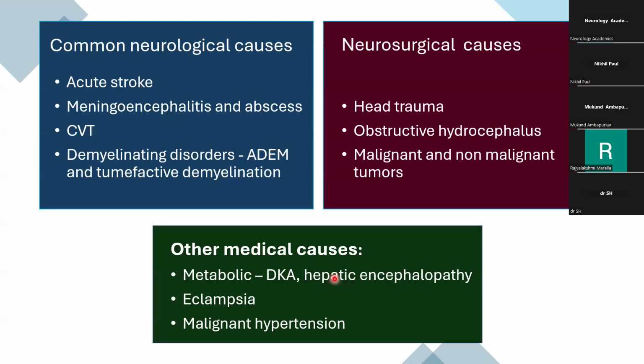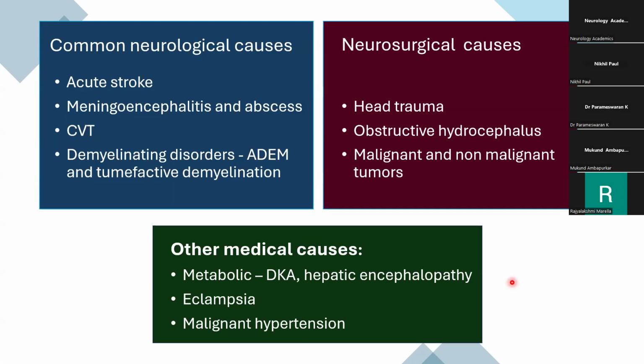So having said all this, what are the common situations we encounter in our day-to-day practice? The most common neurological cause we see is acute stroke. Moderate size to large core infarcts invariably have some degree of brain edema, and that is one of the most common causes. The other causes include infective ones such as meningoencephalitis and abscess, CVTs, and large demyelinating lesions such as tumefactive demyelination and ADEM. Also, there are neurosurgical causes which don't usually present to us, but it's worthwhile to know, such as head trauma, obstructive hydrocephalus, and brain tumors.